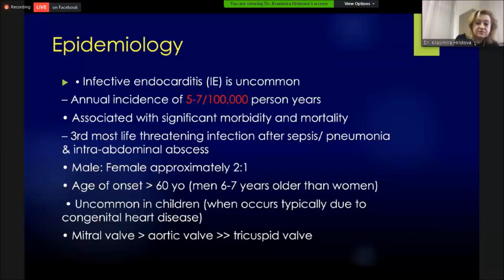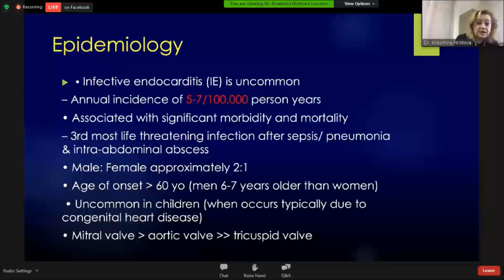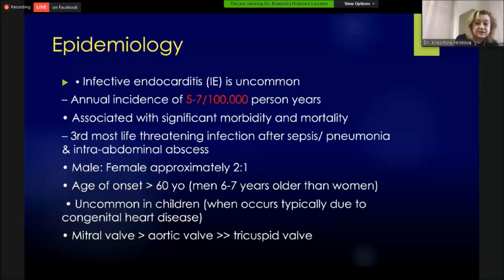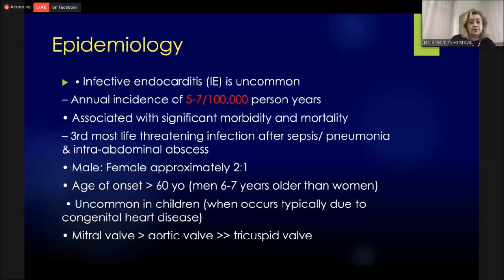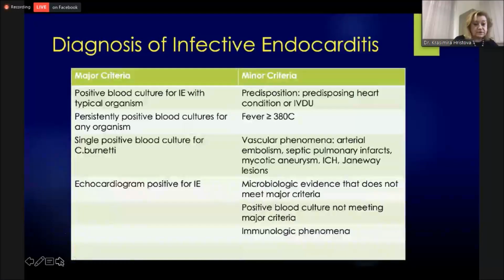The ratio is around 2 to 1, and the age of onset is over 60, with men being older than women. It's very uncommon in children, but it occurs when they are treated for congenital heart disease. The mitral valve is very often involved in this disease.